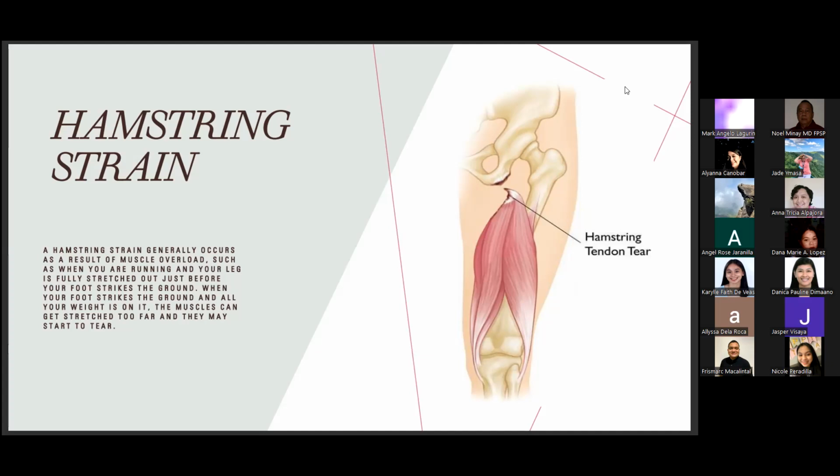So, a hamstring strain generally occurs as a result of muscle overload, just as when you are running and your leg is fully stretched out just before your foot strikes the ground. When your foot strikes the ground and all your weight is on, the muscles can get stretched too far and they may start to fail.